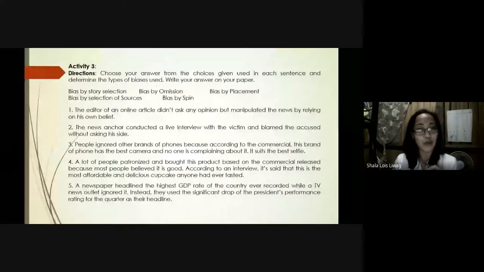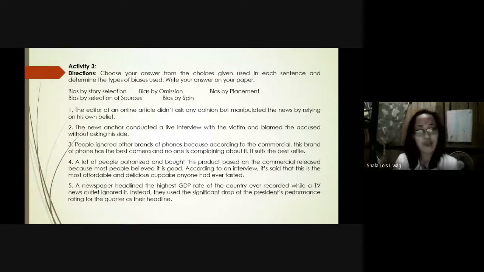Time's up. Lower your pens. We will now check for answers. The answer for number 1, bias by placement. Number 2, bias by story selection. Number 3, bias by selection of sources. 4, bias by spin. And for 5, bias by omission.